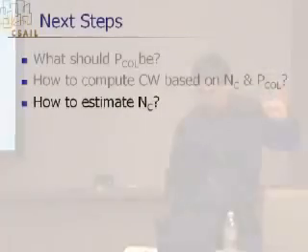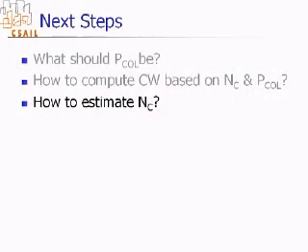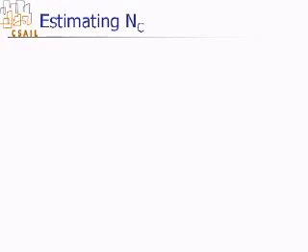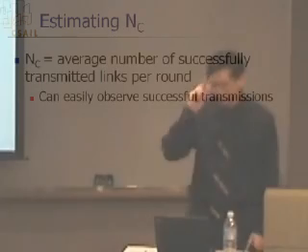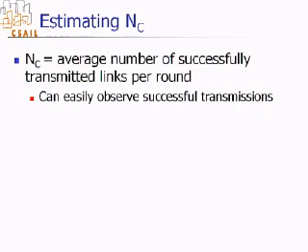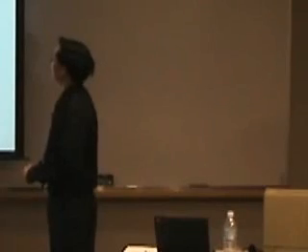Okay, excellent. Now, you guys are going to ask me, how do you estimate NC? You said it's a hard problem. So we're going to talk about that, and that's going to be the last piece of the talk, after which we look at the experiment. We're going to say that NC is actually the average number of successfully transmitted links per round.